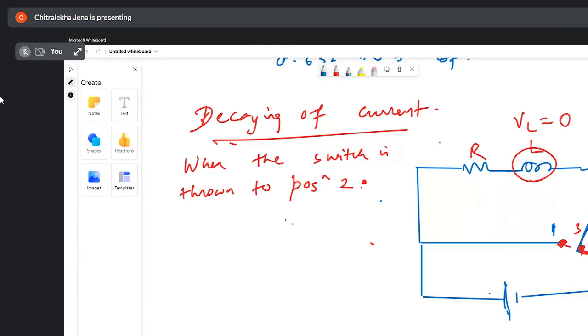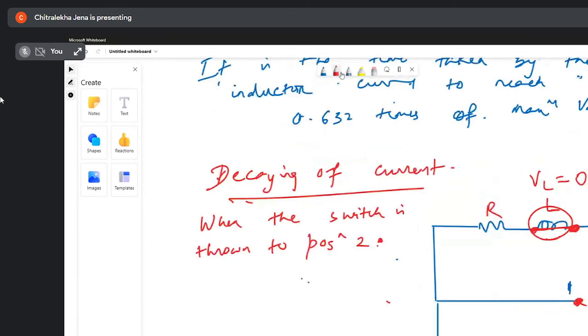No potential difference means what? It will behave as what? It will behave as a short. Got it or not? One thing you will mention here, in the previous one, that inductor behaves as what? Inductor behaves as a short circuit.